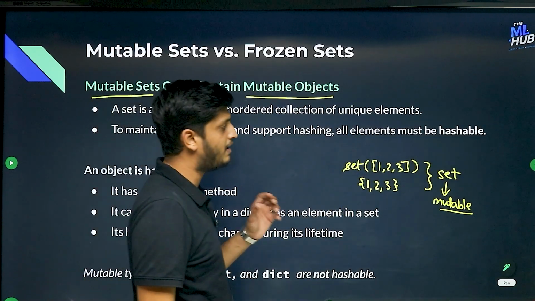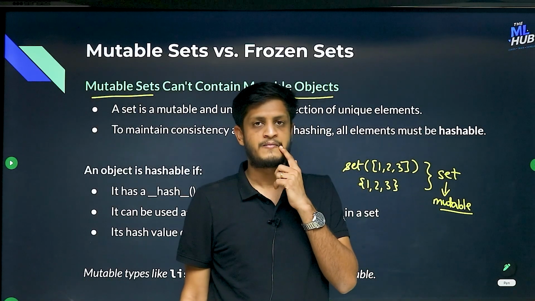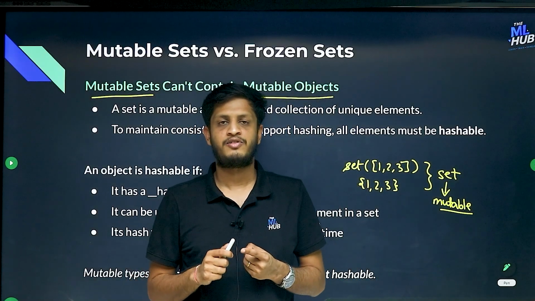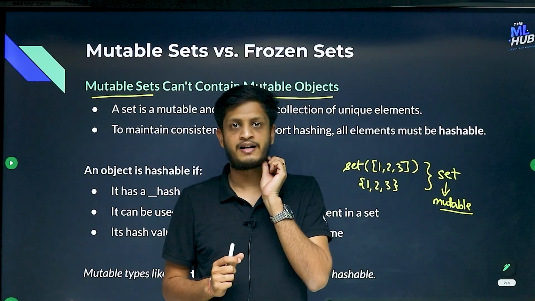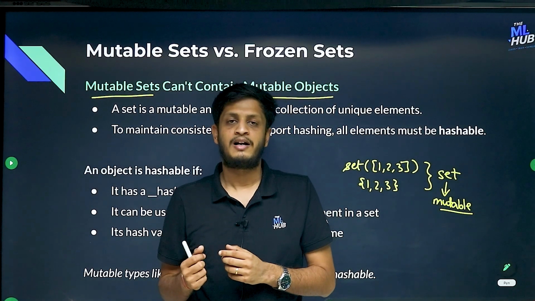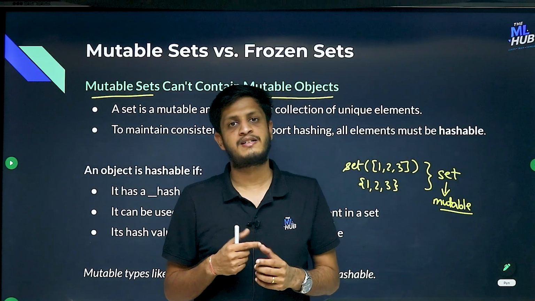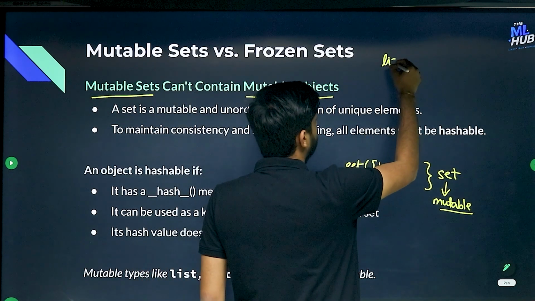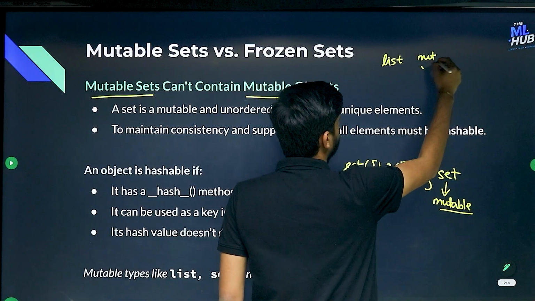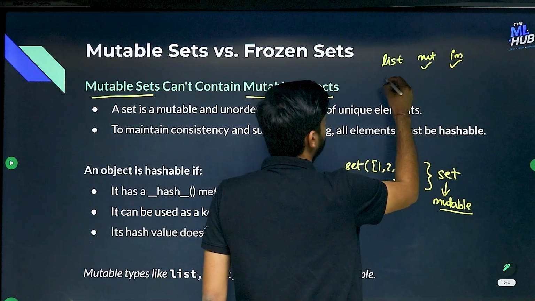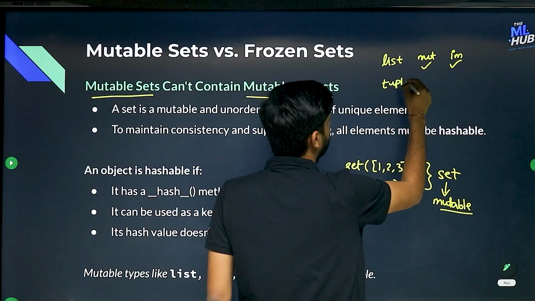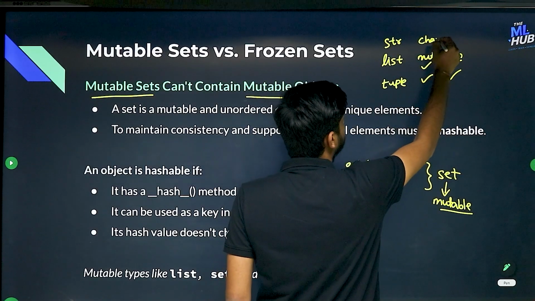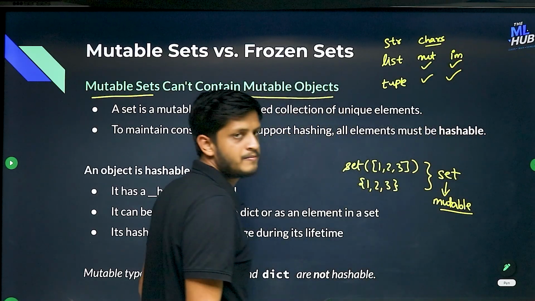A mutable set cannot contain a mutable object inside it. We have seen that a list can contain a list, which means a list is mutable and it can contain a list inside it. Even though tuples are immutable, tuples can contain mutable items like a list inside them. A tuple can contain a list, right? So a list can contain mutable or immutable items both. A tuple can also contain mutable and immutable items both. A string can only contain characters and it is itself immutable.